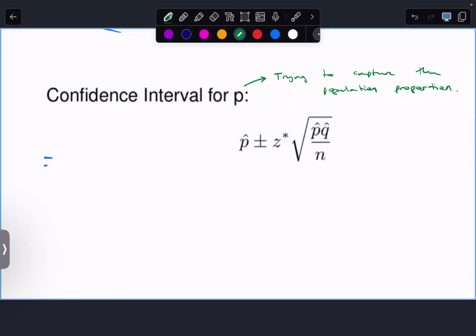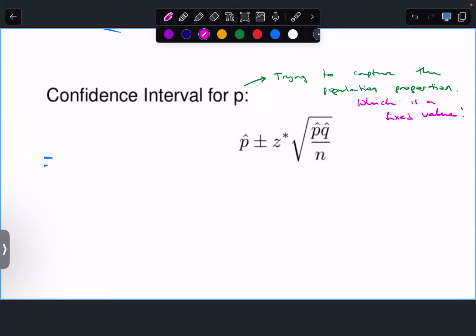What am I going to do? I'm trying to capture the population proportion. Now remember, the population proportion is this fixed thing that we don't know. So it's not moving around or anything. We're just trying to capture it blindly with this interval. Okay? And so that's trying to capture the population proportion, which is a fixed value.